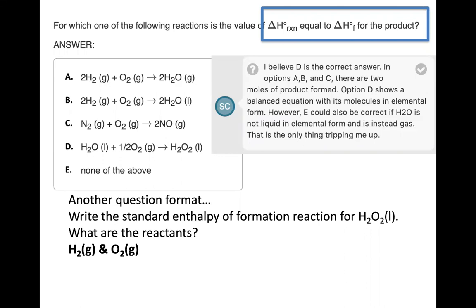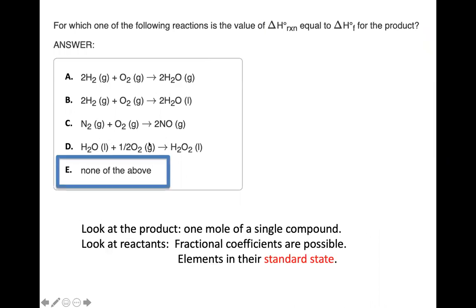I think the elements in their standard state. If you need to have hydrogen in the compound, you need H2 gas. If you need oxygen in it, you need O2 gas, because those are the elemental forms when you need to get hydrogen and oxygen. So that leads me to think that D wouldn't be correct, because I don't want to have water and O2. I needed to have H2 and O2 leading to that.